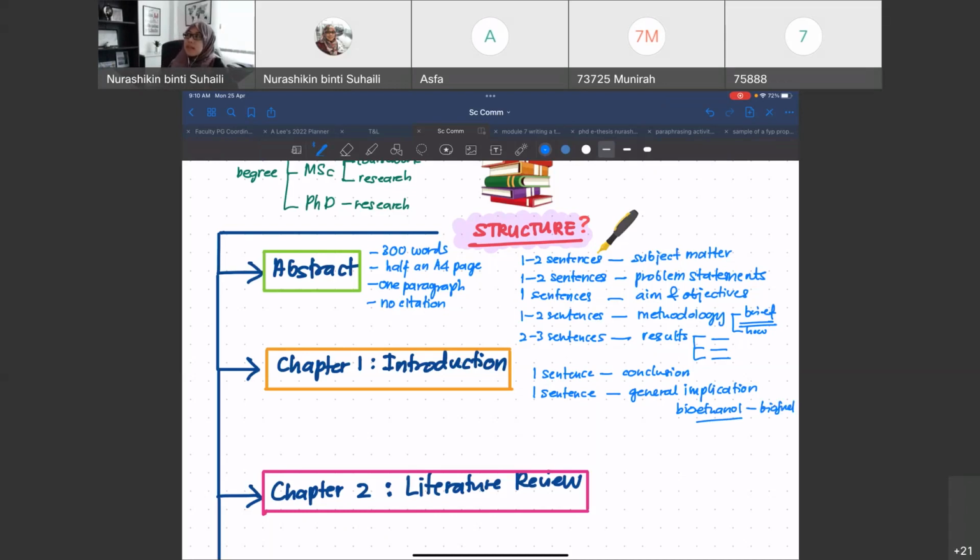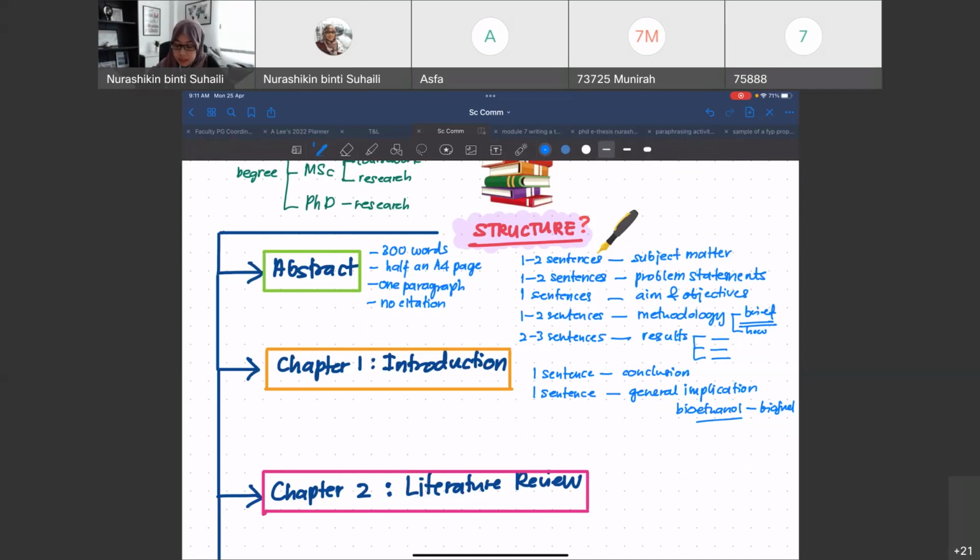So for example, you can say this work gives useful insights into the exploration of agricultural waste as substrates for production of renewable energy. You can see that it's from a broader perspective. You're not just focusing on your work, but you are looking at the importance of bioethanol to the bigger field, which is fuel. Fuel is an energy, and biofuel is a sustainable or renewable energy, isn't it? So that's the importance. That is what is meant by general implication.